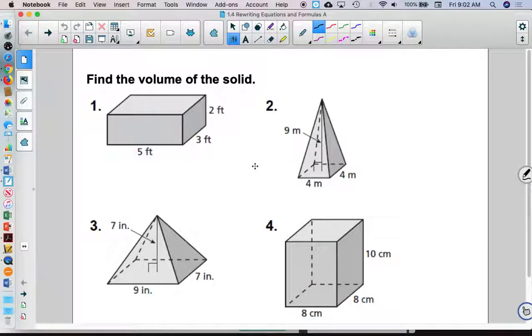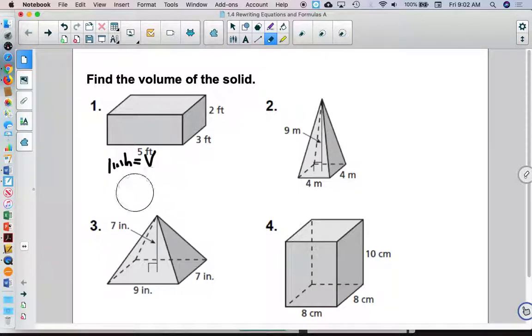So if I was going to find the volume of the number 1, what would I do? How do I find that volume? So in this case, I have 5 times 3. I don't like writing it that way. 5 times 3 times 2, which gives me what? What's it going to give me there, Paige? 30. And it's 30 feet cubed.